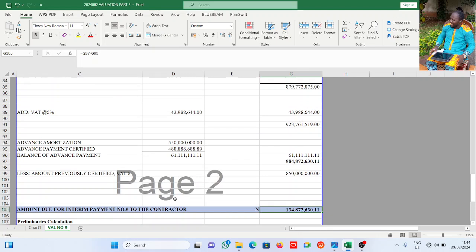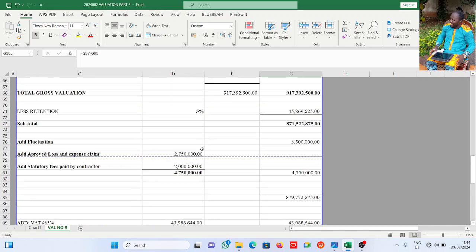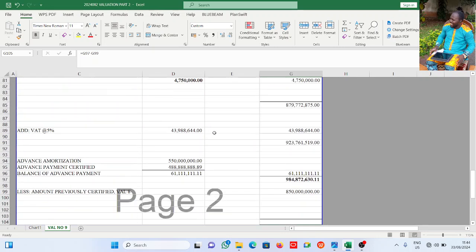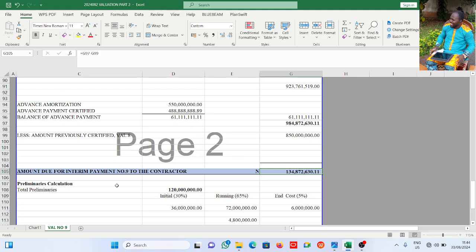It is a process of assessing what a particular contractor has done over a specific period of time in order to determine the payment that is due to the contractor for the works that were done in that particular period of time. That is what valuation is all about. We are trying to assess what the contractor has done so we can determine what is going to be paid to the contractor at the end of the day.